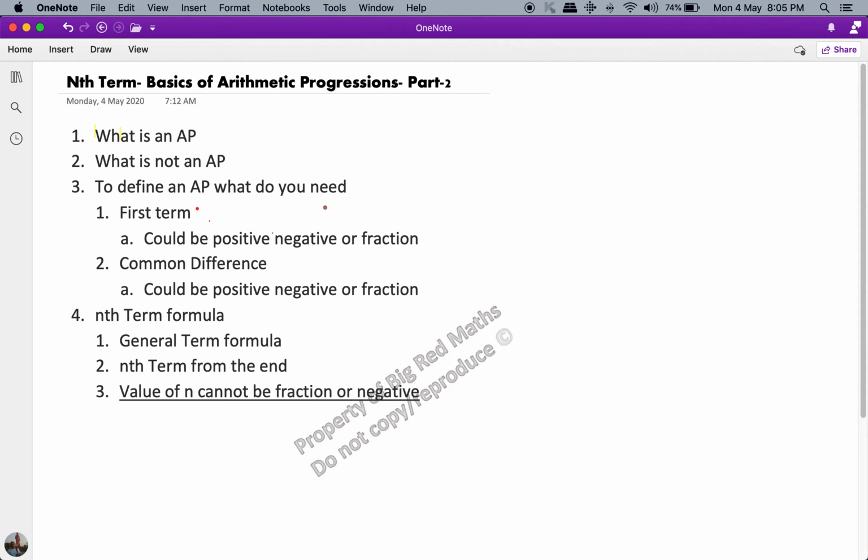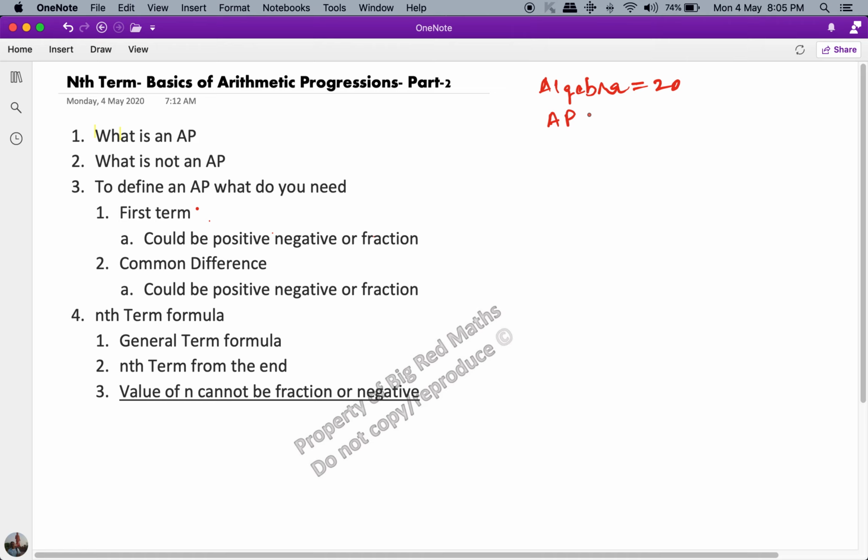This chapter has a weightage of roughly 7 marks in the CBSE Class 10 examinations. The overall weightage of algebra is 20 marks. I will write here, algebra is 20 marks, and out of these 20 marks for algebra, arithmetic progressions, or AP as it is called, is roughly 7 marks.